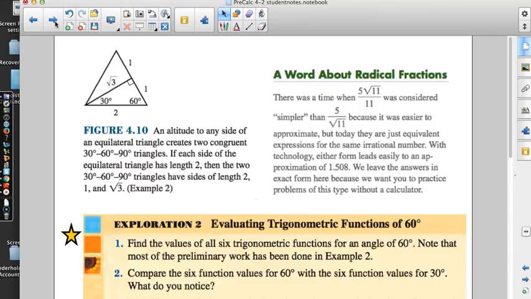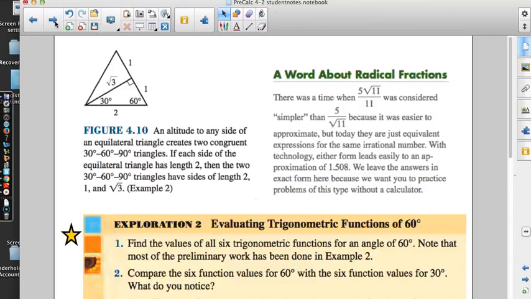And look what they did. They broke it into 2 triangles. Well, that would make those 30, 60, 90 triangles. So an altitude to any side of an equilateral triangle creates 2 congruent 30, 60, 90 triangles. If each side of the equilateral triangle has a length of 2, then the 2 triangles would have lengths of 2, 1, and square root of 3. So we see that same relationship from the song in the 30, 60, 90. And just in an equilateral, there will be 2 of those 30, 60, 90s.